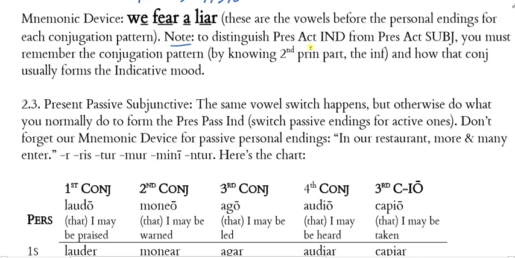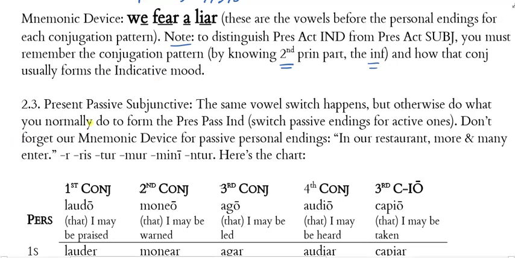All right, now let's take a look here at this last note here. To distinguish present active indicative from present active subjunctive, you must remember the conjugation pattern, and you do that by knowing the second principal part, which is the present infinitive. If it's are, ere, ere, or ire, right? We'll know whether it's first, second, third, or fourth conjugation. And then you need to know how that conjugation usually forms in the indicative mood, so that you can contrast the subjunctive mood with the flipping of the vowel.